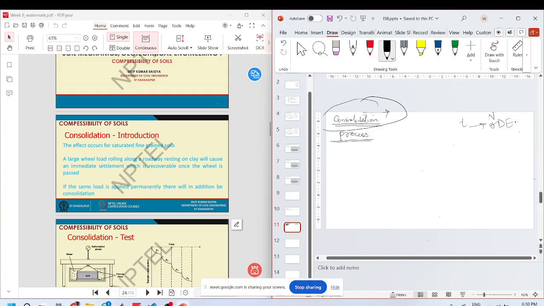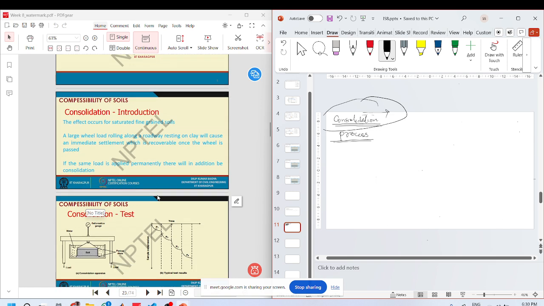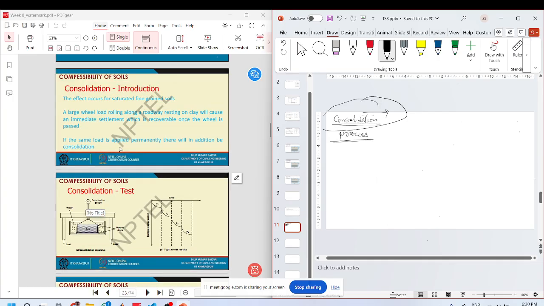Okay, so even if you only had time dependency, no space dependency, you can solve it using an ODE. So if you have one independent coordinate, then you can solve it using ordinary differential equation. Otherwise, you have to use partial differential equation. So consolidation introduction.